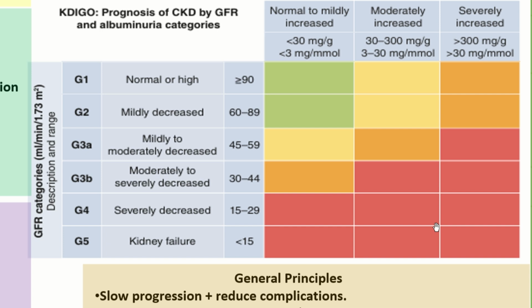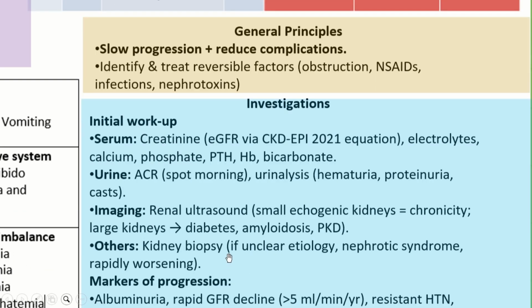So when you look at this, when we are grading our patient, we are going to grade them using both the albumin in urine as well as the glomerular filtration rate. So, for example, if our patient has a glomerular filtration rate of 45 and in their urine they have albuminuria of around 300 milligrams per gram, we are going to give them a stage of G3A A2.